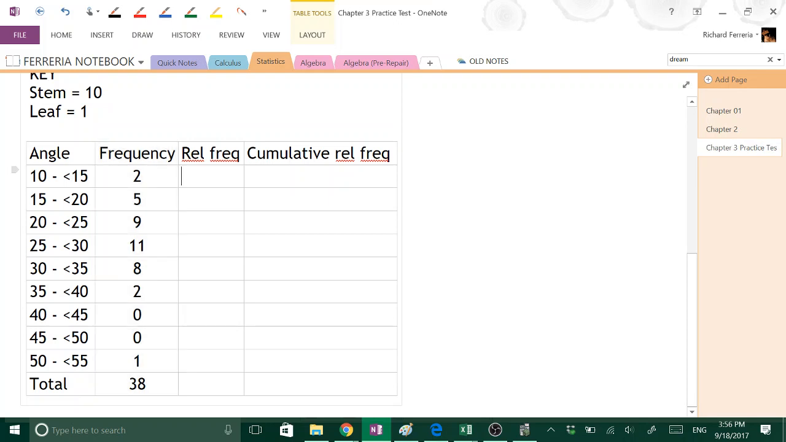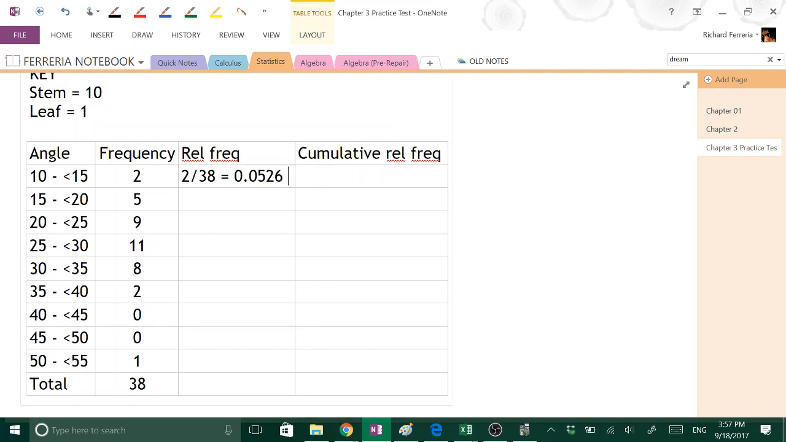Okay, relative frequency. You're just going to take all of those frequencies and divide by the total. So this is going to be 2 out of 38, which is 0.5. Oops. This is going to be 5 out of 38. This is going to be 9 out of 38. 11 out of 38. What do you want to round that to on the test? 4 decimal places would be technically what to do. Actually, let's just say that's what you're going to do.